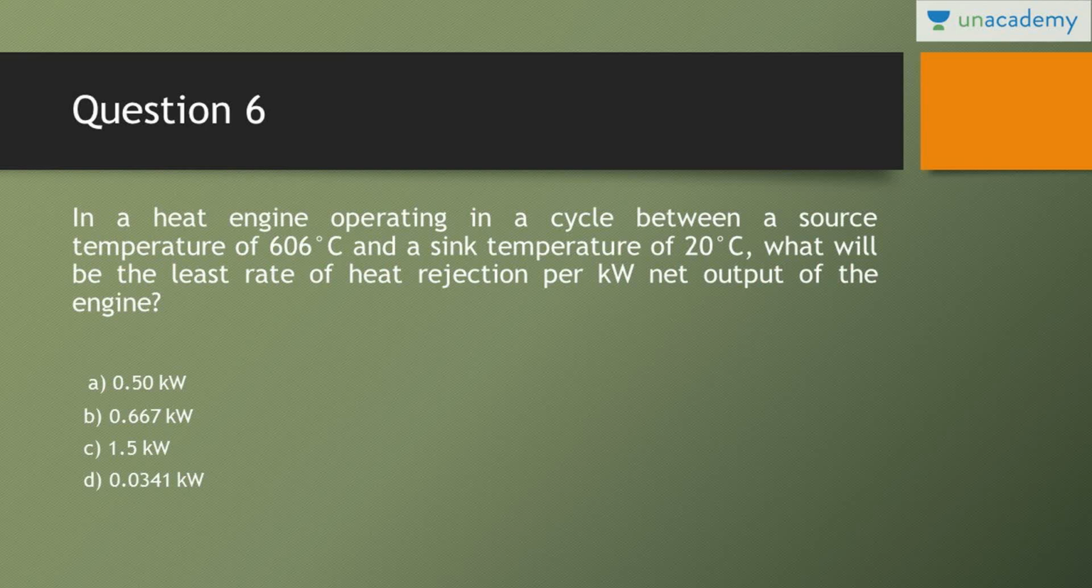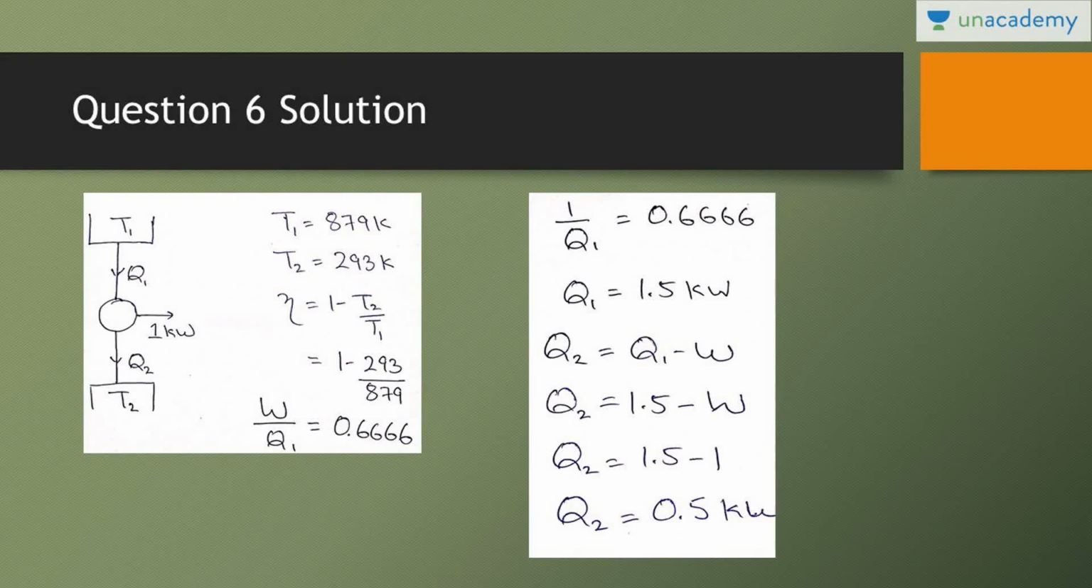Source temperature is given, sink temperature is given. We have to calculate the heat rejection per kilowatt. W is 1 kilowatt net output of the heat engine. So this is the heat engine. T1 is 879 Kelvin, T2 is 293. Efficiency is 1 minus T2 by T1, which is 1 minus 293 upon 879. So efficiency comes out to be 0.666.